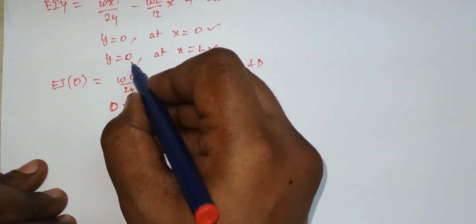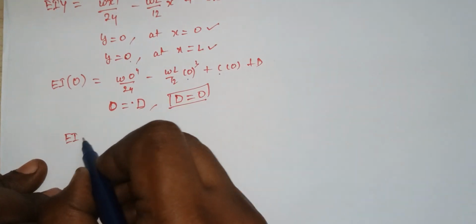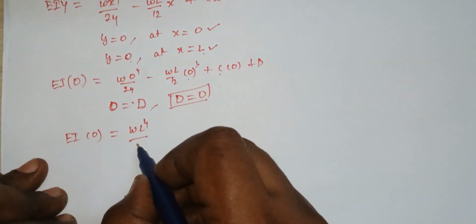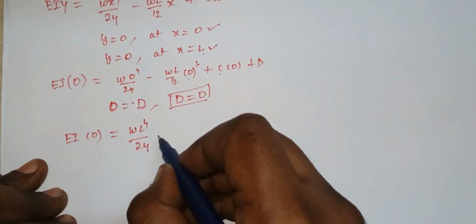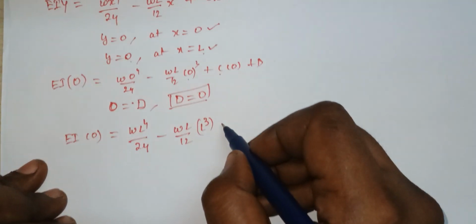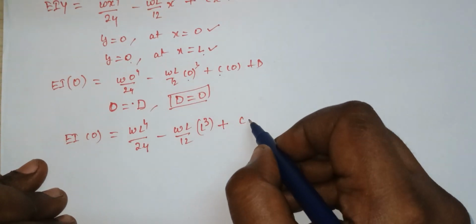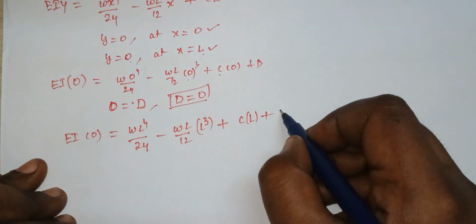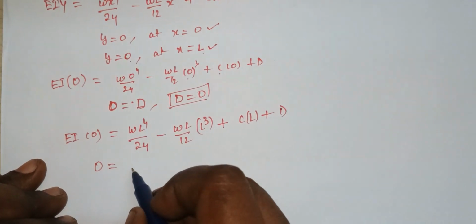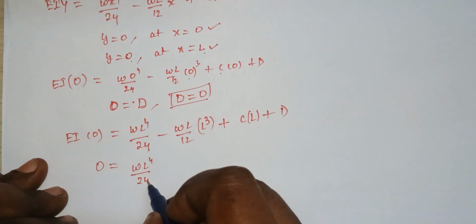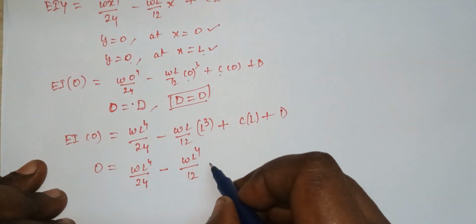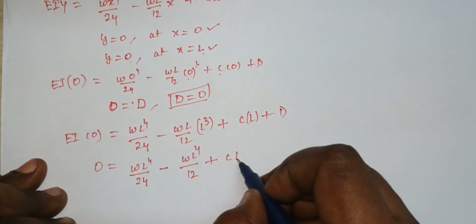Now applying the second boundary condition, y is equal to 0 at x is equal to L, E into I into 0 is equal to, let's substitute L in this equation, wL power 4 by 24 minus wL by 12 into L cube plus C into L plus D. As we know that D is equal to 0, we can put 0 over here, and we can write wL power 4 by 24 minus wL power 4 by 12 plus C into L.